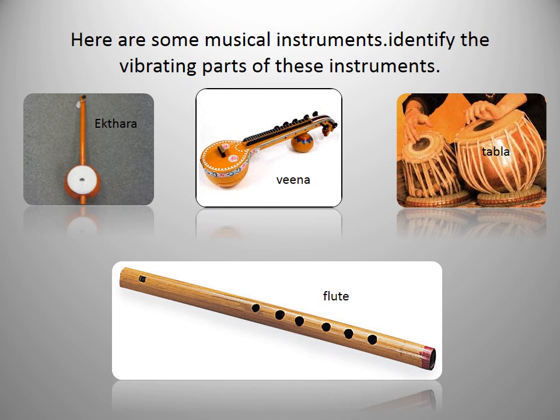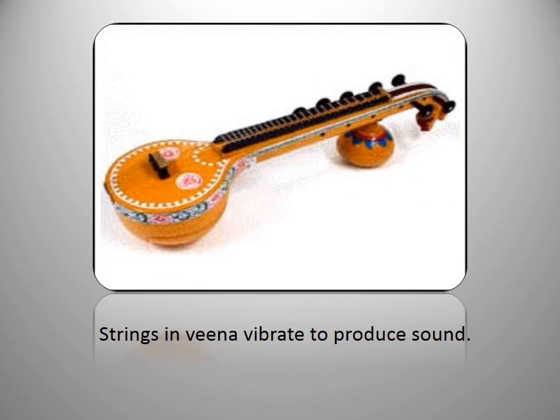We have seen that vibrating parts make sound. So here are some musical instruments. Identify the vibrating parts of these instruments. We can see that the vibrating parts of these musical instruments make sound. This is a picture of veena. The strings in veena vibrate to produce sound. Here we can see the strings of veena, and the vibrations of these strings produce sound.